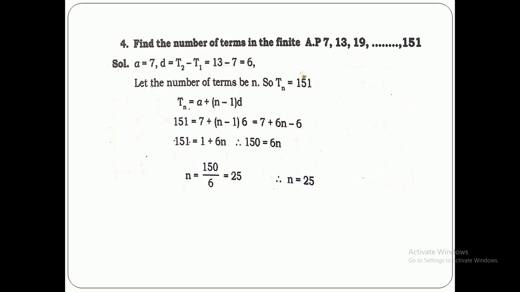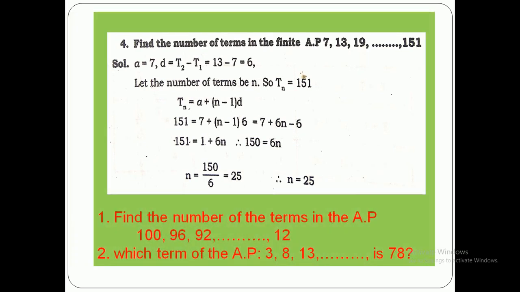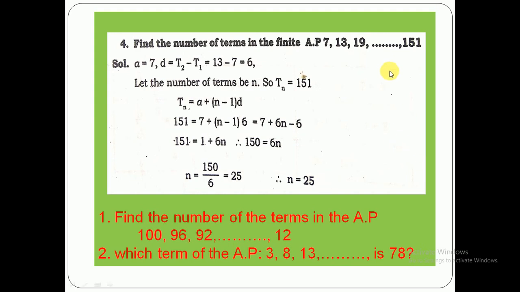Find the number of terms in the finite AP. Already you have got the definition of finite AP in the last video, right? So the finite AP 7, 13, 19, and so on up to 151. Finite number of terms are there, then it is called a finite AP. So here the last term is 151. The nth term is already given as 151.